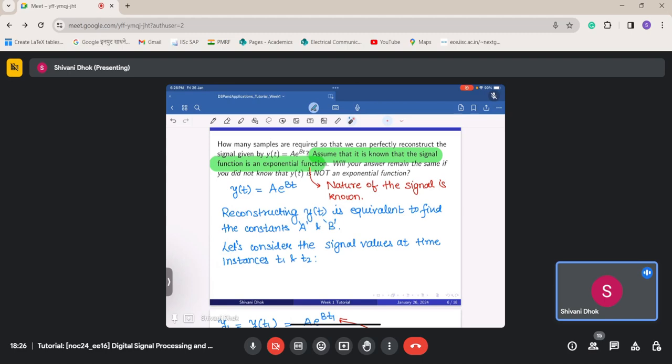But when you don't know that it is an a into e power bt kind of signal, then you can't do such mathematical jugglery. You will have to take into account the Nyquist criteria and other things. Proper signal processing tools will be required. Any other questions?